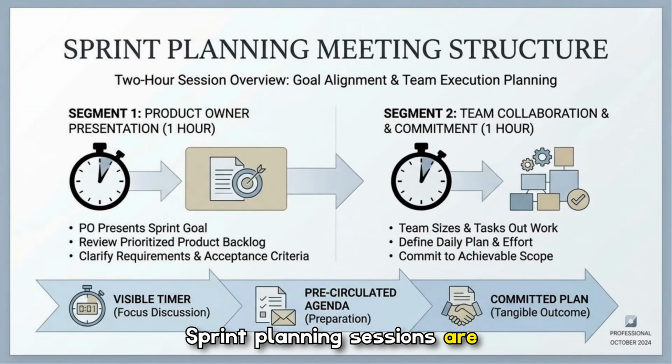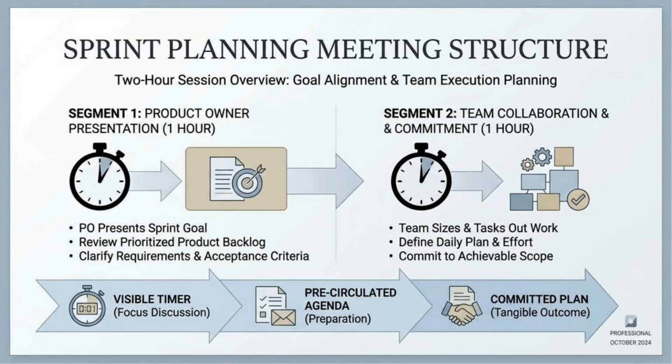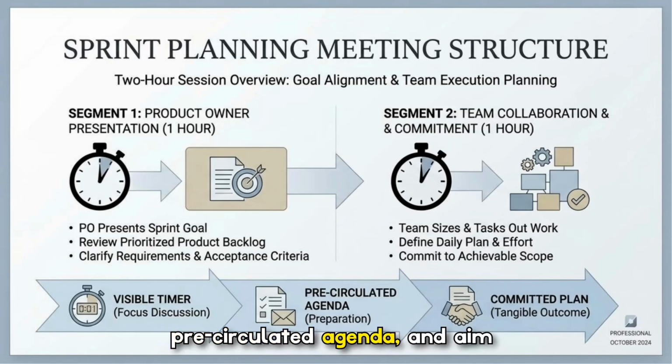Sprint planning sessions are structured as a 2-hour workflow. Hour 1 is the product owner presentation to align the goal and clarify prioritized backlog items. And Hour 2 is team collaboration to size work, define daily plans, and commit to an achievable scope. Use a visible timer, a pre-circulated agenda, and aim for a committed plan that produces a tangible outcome.